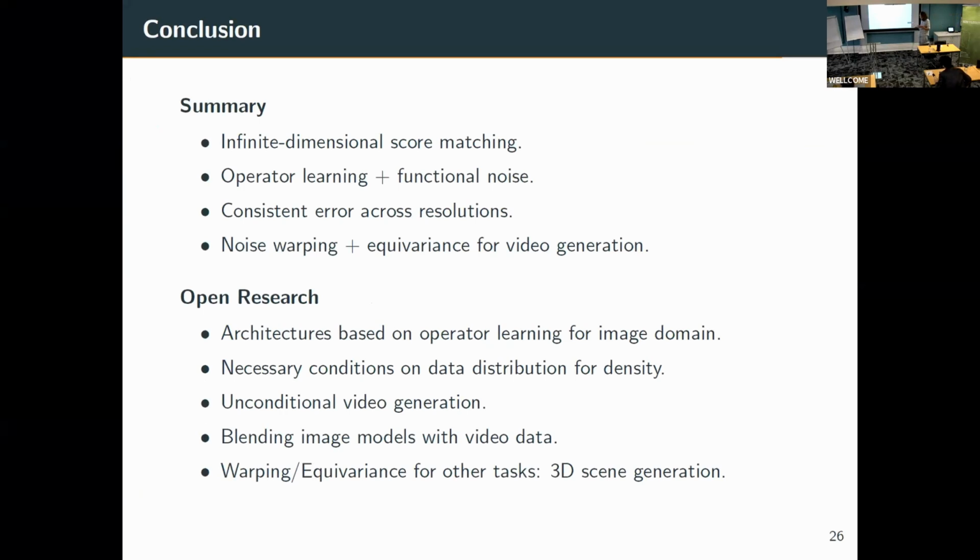In terms of getting architectures that work for images that are operator based, I think there's almost nothing done on that. Also, finishing this theory, getting necessary and sufficient conditions, I think that's also not done. The ODE is another thing that's absolutely not done. Unconditional video generation is something we have not done, which I would like to do. Also, can you use data from both video models and image models to do this better? I don't know. And are there other tasks you can solve? I think there are. I think there's a lot of really good editing tasks which you can try and attack with this kind of framework.